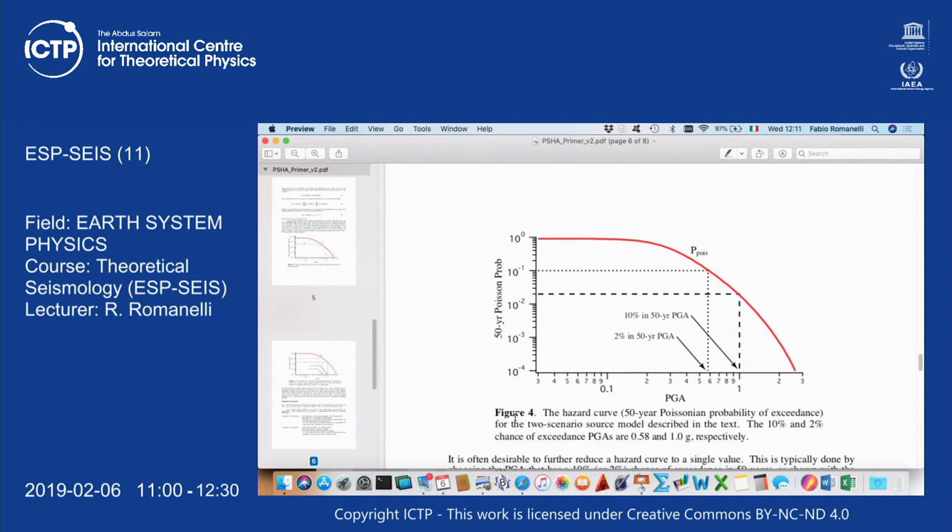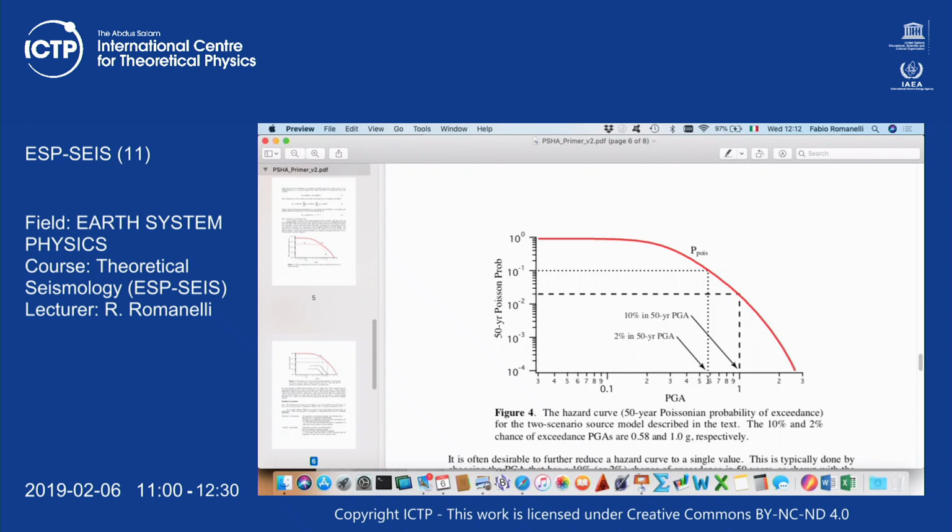Now, we have a 50 year time span. Now we can decide, okay, let's take the 10% in 50 years. It's a decision. You go to this curve, you get this number here. Okay, it's 0.6 g. That value has the probability of 10% to be overcome in 50 years. You're done. You put the number on the map.